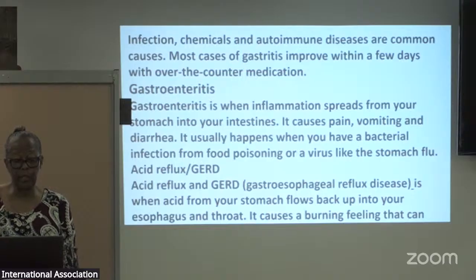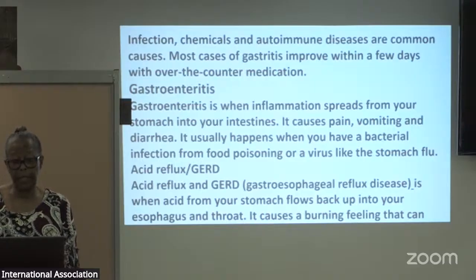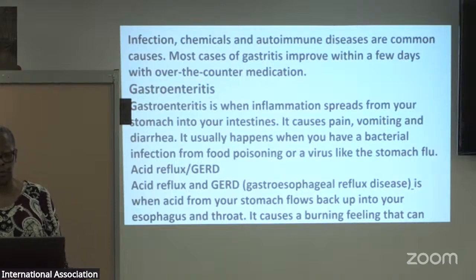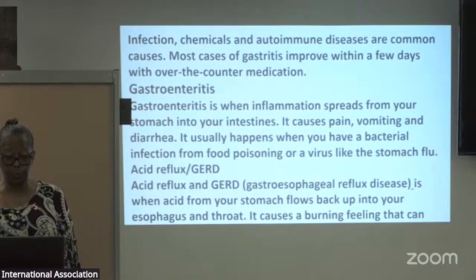Gastroenteritis is when the inflammation spreads from your stomach into your intestines. It causes pain, vomiting, and diarrhea. It usually happens when you have a bacterial infection from food poisoning or a virus like the stomach flu.